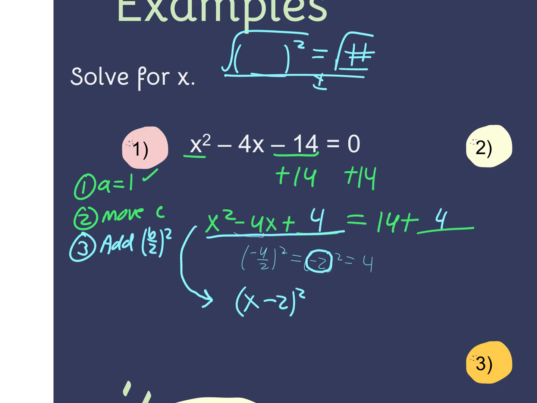So I factored the left-hand side as a perfect square trinomial. And then what does the other side become? 18, right? 14 plus 4 is 18.